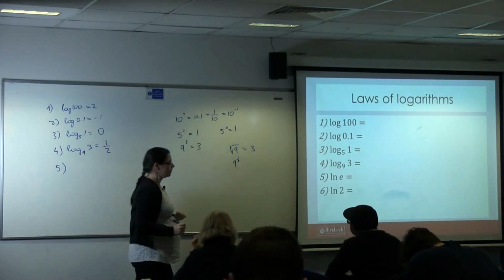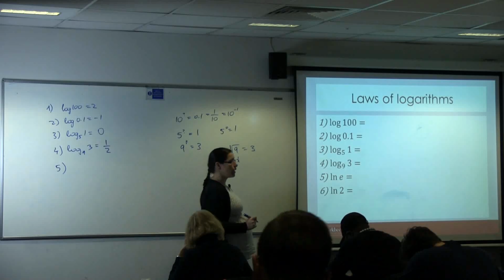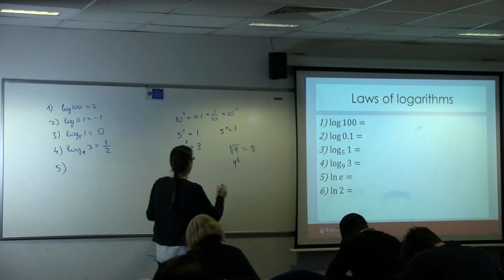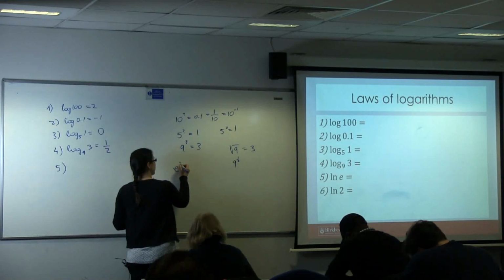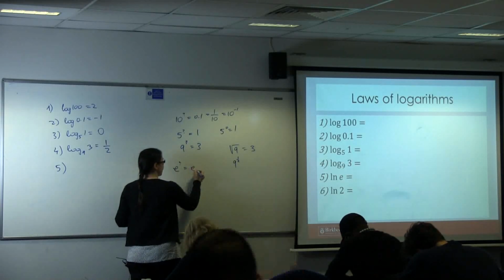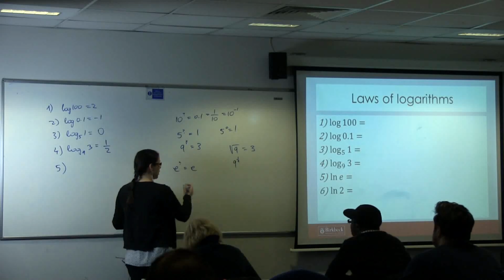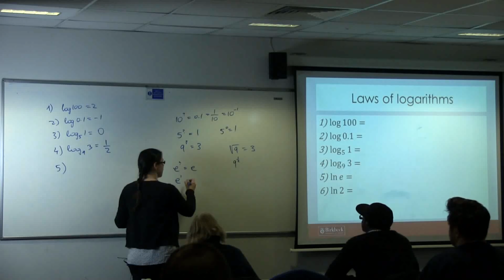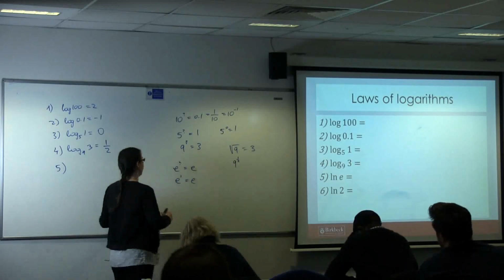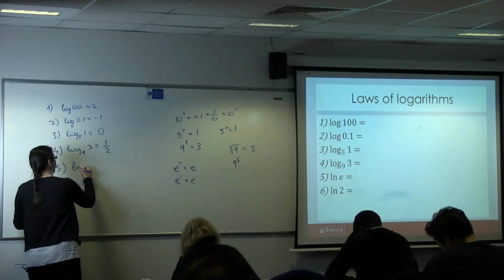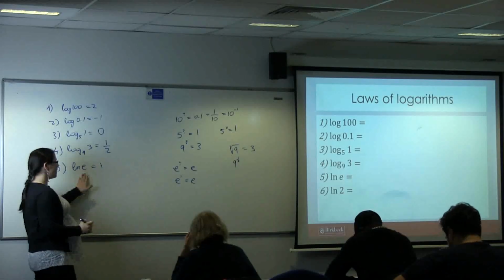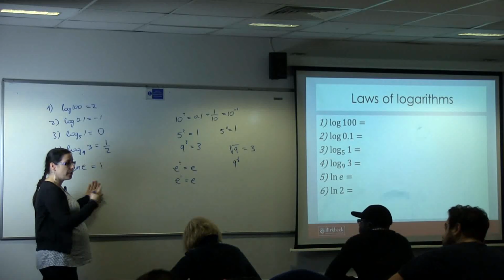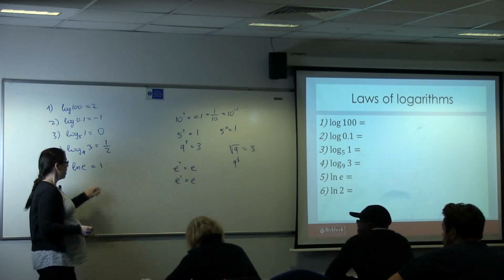ln e. What is that equal to? 1. Because again, what power do I need to raise e to get to e? And again, by definition, every number, regardless of what that number is, when I raise it to the first power, gives me back the same thing. So ln e is always 1. And this is something that you exploit all the time when solving exponential and logarithmic equations.